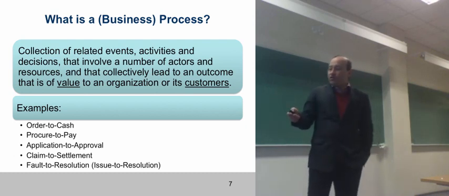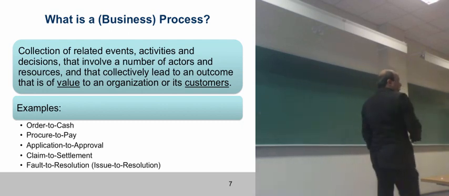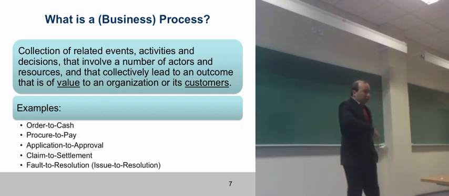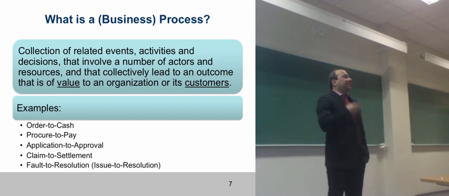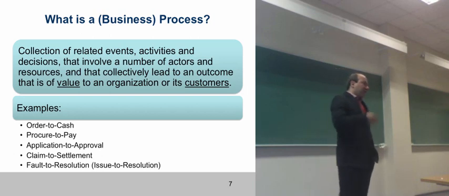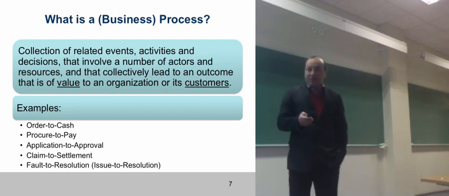And insurance companies have a bit of a special one called the claim to settlement process that starts from the moment a customer makes a claim because their house burned, for example, to the moment where the claim is settled or rejected. Settled means that the insurance company has paid whatever it has to pay, and the customer is kind of happy about it.